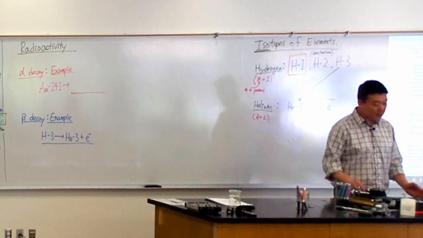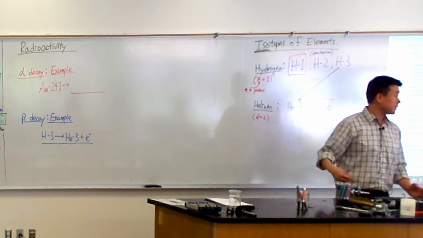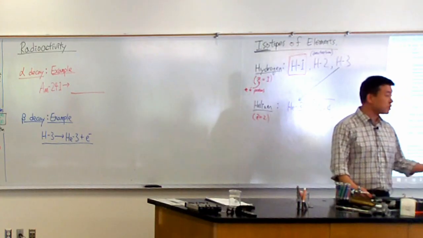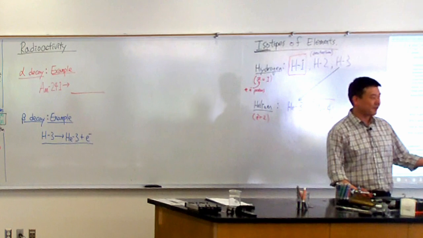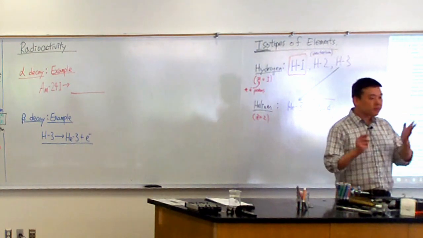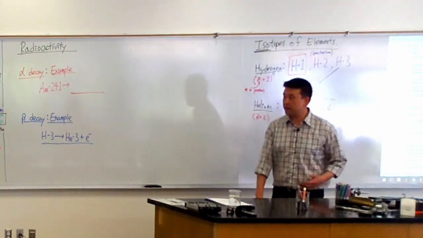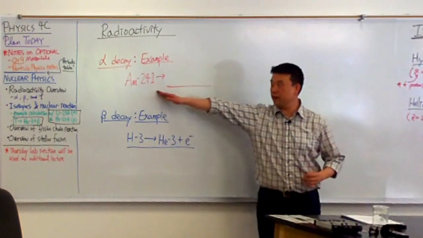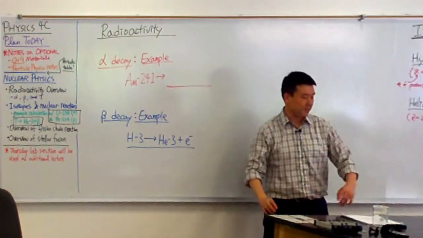So the first question you could ask is, well, what does it decay into? Because we still hold to the conservation principles. I don't know if I want to say conservation of mass, but there's something being conserved there. We don't want to just say, I had americium 241, it all goes to an alpha particle and then it's all gone. That's not how it happens.